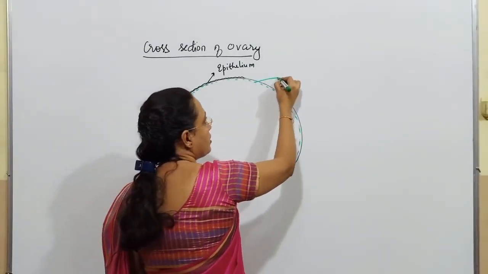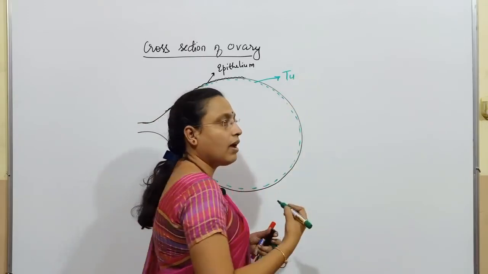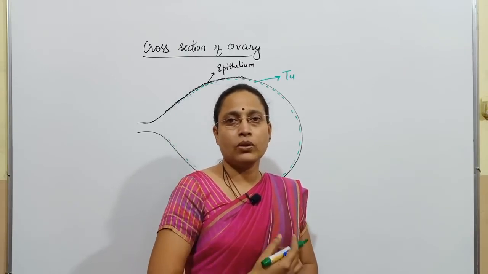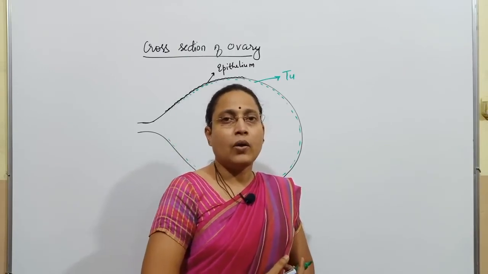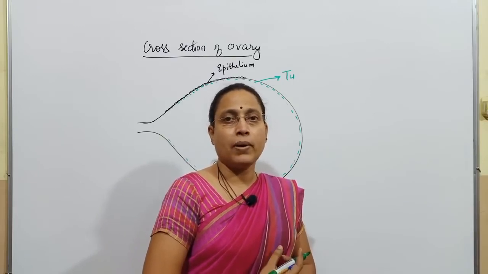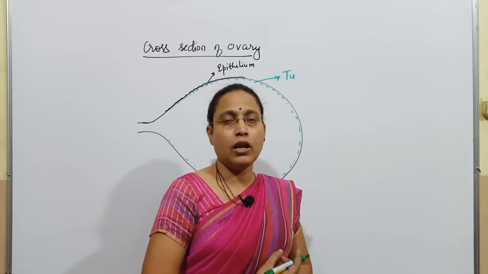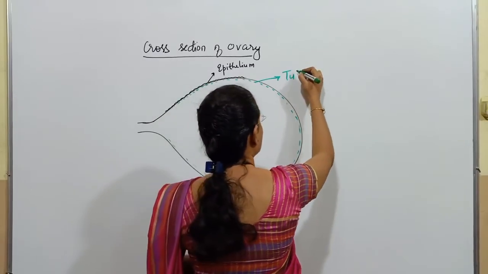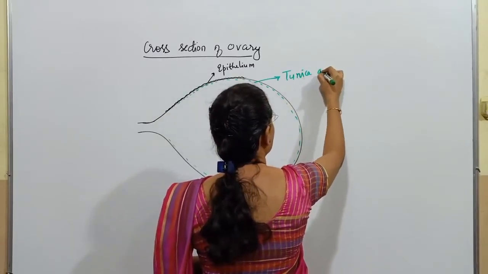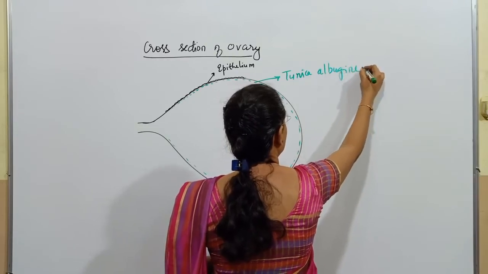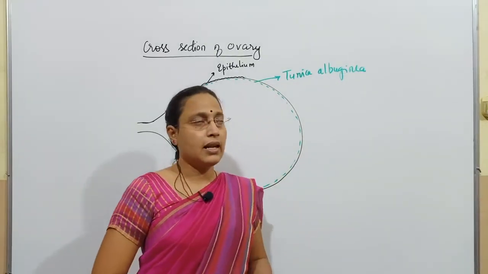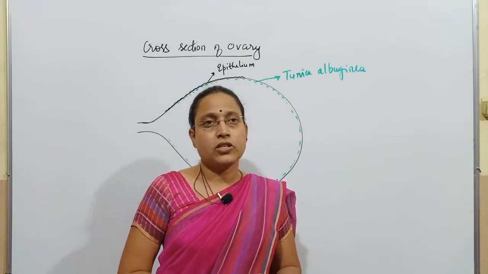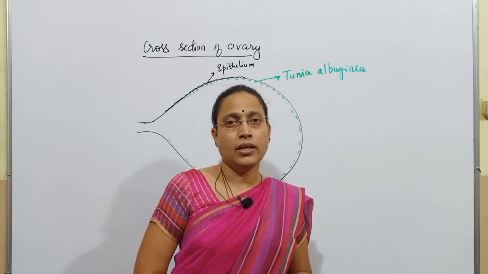This tough connective tissue was also explained earlier. It's basically a connective tissue and it is called tunica albuginea. It is present just below the epithelium. The epithelium can also be called germinal epithelium, but primordial follicle cells do not originate from this epithelium. The second layer, that is tunica albuginea, is a fibrous connective tissue layer just present below the epithelium.